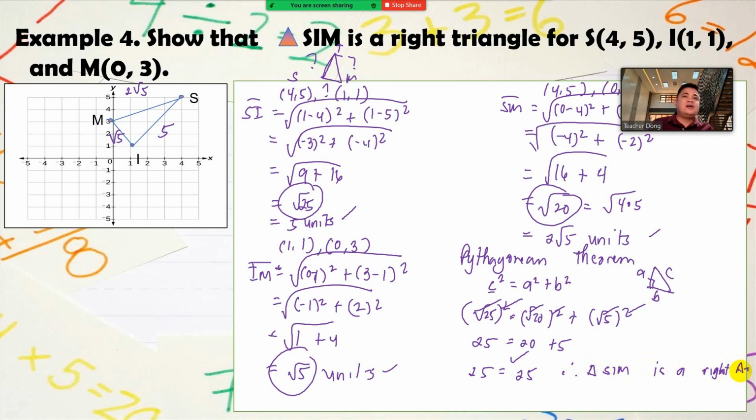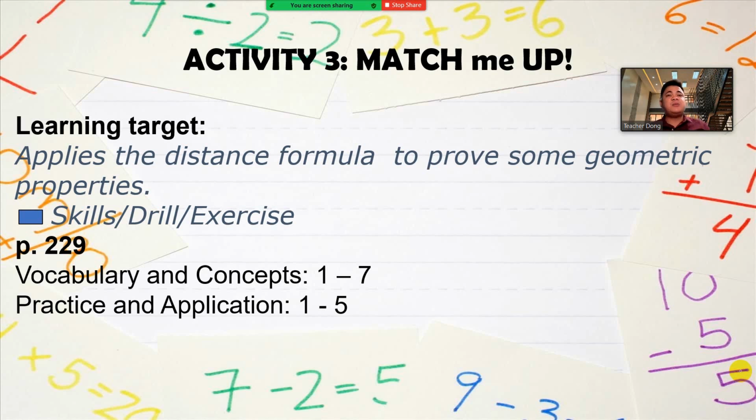Is a right triangle. So that's it. So those are just some of the examples of proving some geometric properties using the distance formula. So there's a lot of it. Okay, so just take note of the things that we have learned for today. So for my students, please answer this. Okay, you know where you should do it.